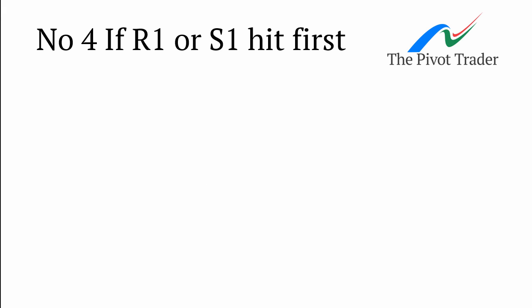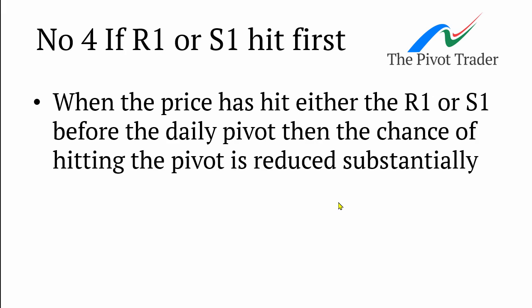Right, number 4, if the R1 or the S1 is hit first, what happens then? Well, it makes a significant difference if the R1 or S1 is hit before the daily pivot. The chances then of the daily pivot being hit is less. It's reduced quite substantially.